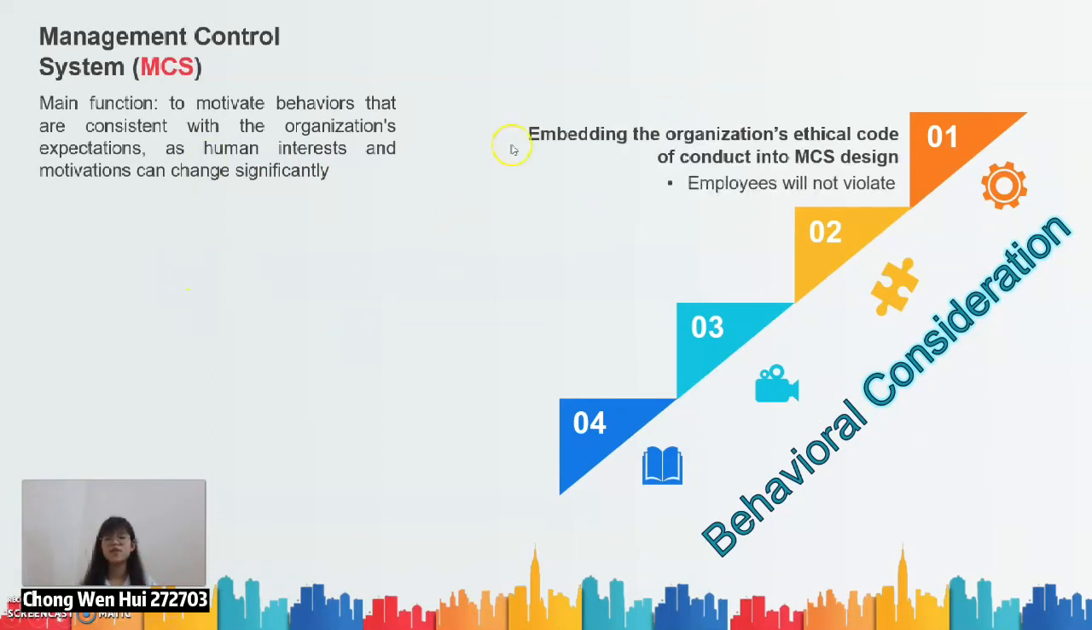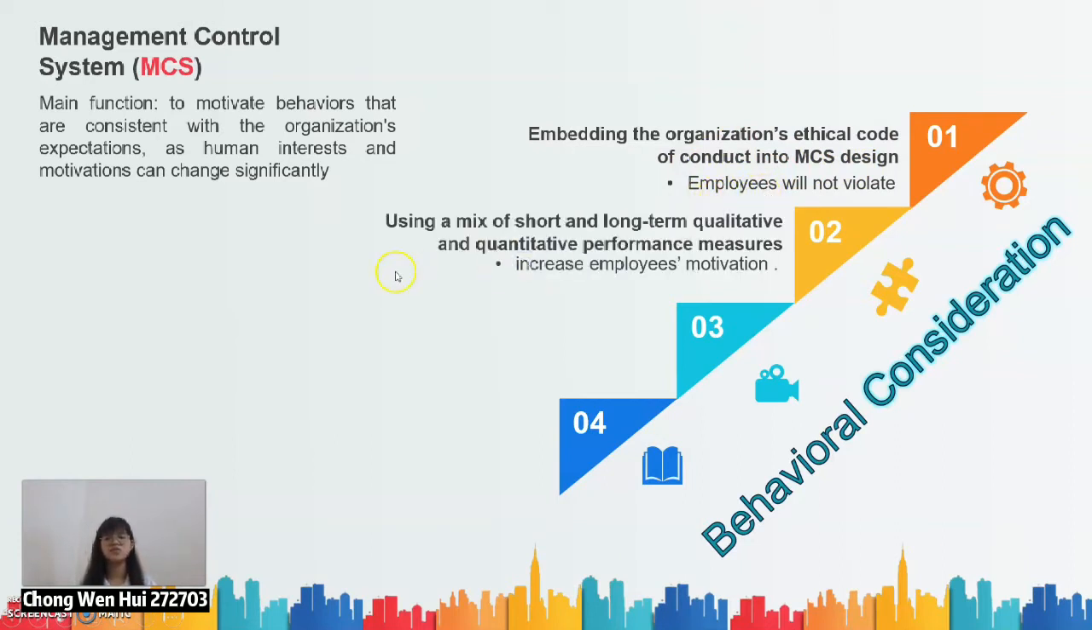The first is embedding the organization's ethical code of conduct into the MCS design, so that the company can avoid behaviors that violate its ethical codes. The second consideration is that the MCS must use a mix of short and long-term, qualitative and quantitative performance measures. Effective performance measures can enhance employees' motivation, as they are motivated to perform better to get the bonus or incentive.